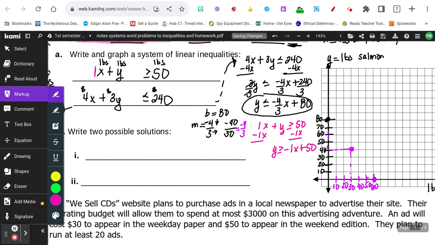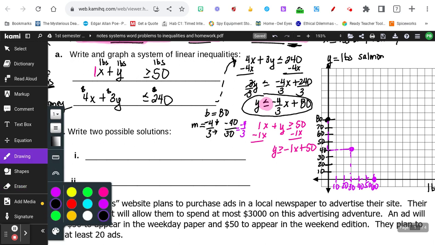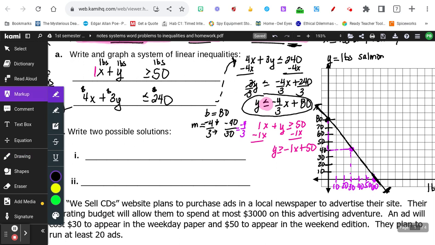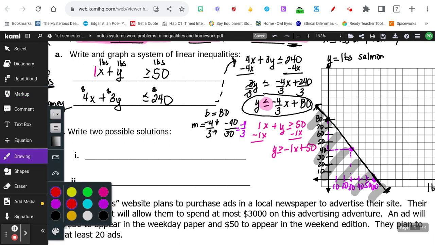And because this one is less than or equal to, let's just make a solid line here, okay? Let me get my pen back. And we'll make a solid line. And it's less than, so I want to shade below this line. Okay? And then the other one, I'll do it in red.